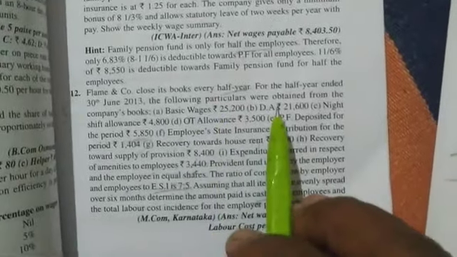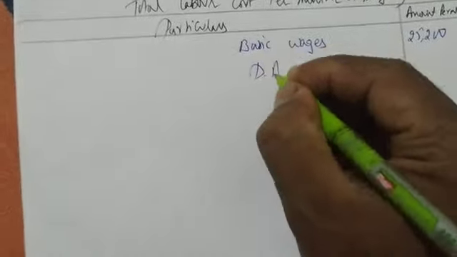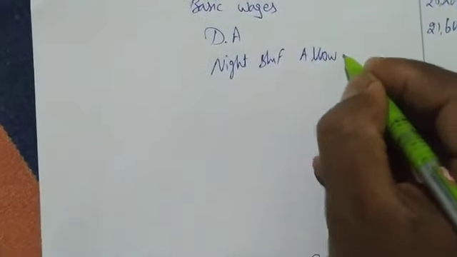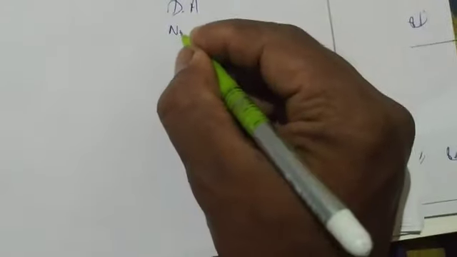Next, DA, dearness allowance. How much is DA? 21,600. This the employee has to receive, and the DA is expenditure to the employer. 21,600. Okay, what is next? Night shift allowance, 4,800. Night shift allowance the employee has to receive from the employer. Amount is 4,800. And night shift allowance to the employer is expenditure, 4,800.